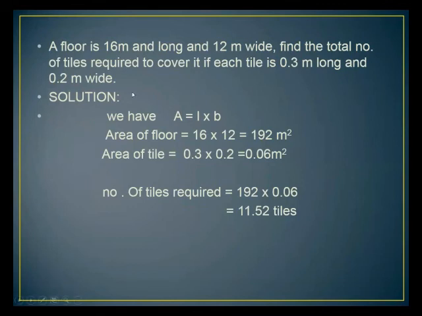Here is the next numerical question. A floor is 16 meter long and 12 meter wide. Find the total number of tiles required to cover it if each tile is 0.3 meter long and 0.2 meter wide.